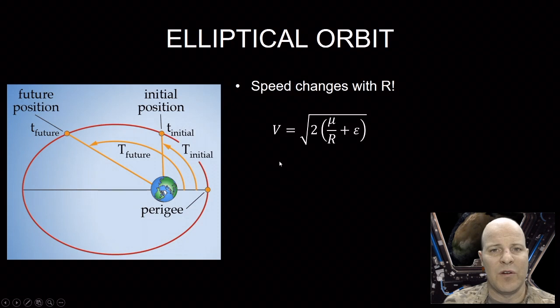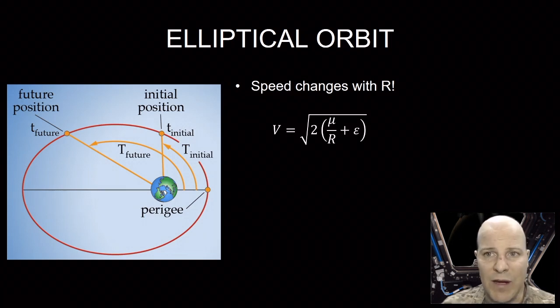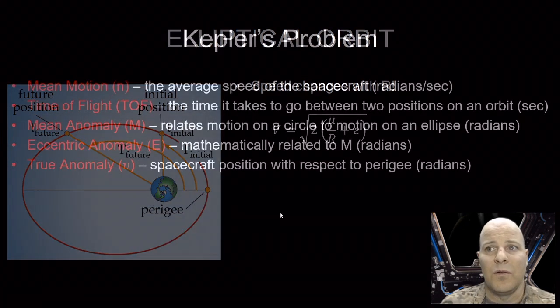The velocity equation for a satellite in an elliptical orbit is this: v equals the square root of 2 times the quantity mu over r plus our specific mechanical energy, or epsilon. So here it's a little bit more difficult for us to predict where our satellite's going to be at a future time. If I give you an initial position and a final position, it is somewhat challenging to figure out where my satellite is going to be. We're going to work through the details of how we actually solve these problems in class. But the reason we have to solve this problem using Kepler's method instead of a simple ratio related to the period is because our satellite is not moving at a constant speed on an elliptical orbit.